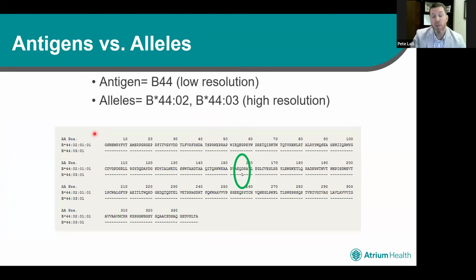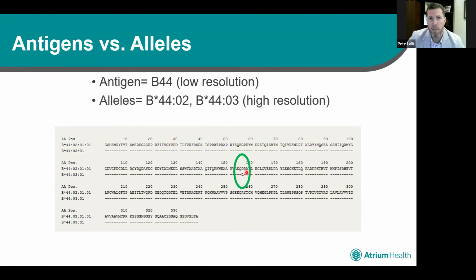And if we look at how different some of these alleles may be, one good example is HLA-B44. B44 has two primary alleles, 4402 and 4403. And if we look at the amino acid sequence for both of these proteins, we'll notice the only difference is this one amino acid difference between 4402 and 4403.